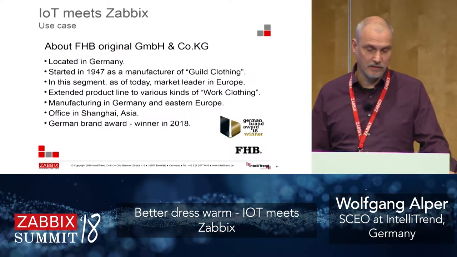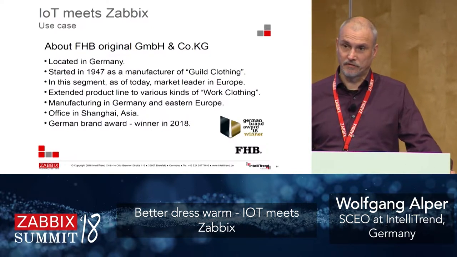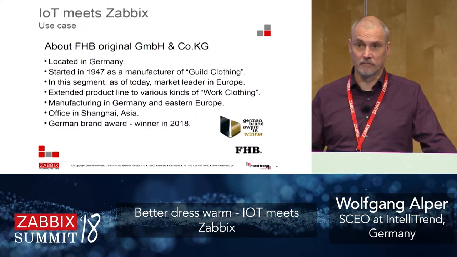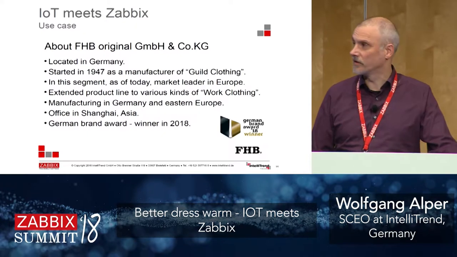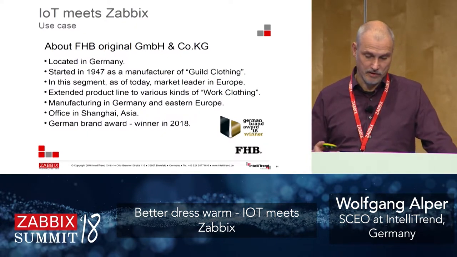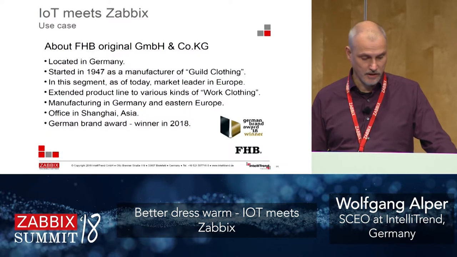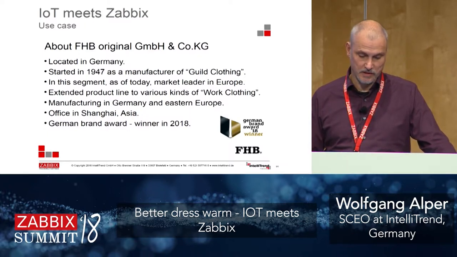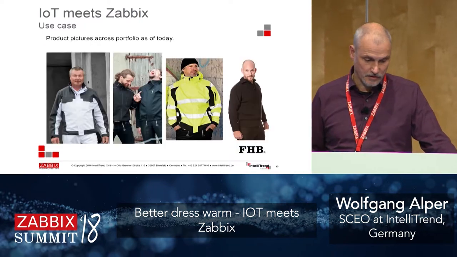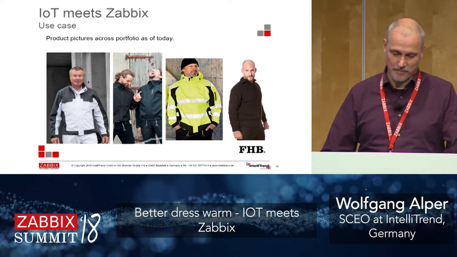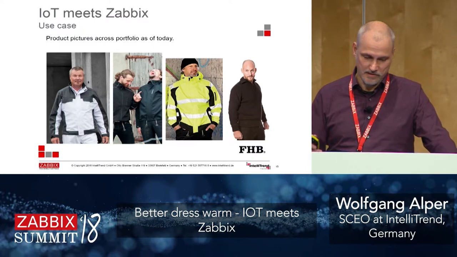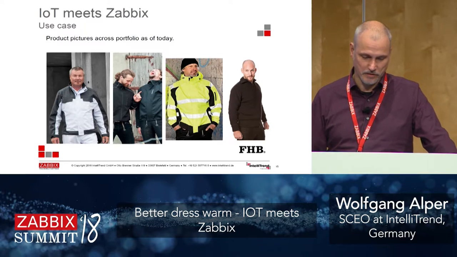Some facts about FHB. It's located in Germany. It started in 1947 as a manufacturer for gilt clothing, very well known as carpenter clothing, if you know that. In this segment, as of today, they are still market leader, and they extended the product line to various kinds of so-called work clothing, and in 2018, so in this year, they became the winner of the German Brand Award. And here you see some clothing they make. In the middle, you see the typical carpenter trousers, which are very well known, and they sell them not only in Germany, but in Europe, and I don't know whether they do in the US anything.